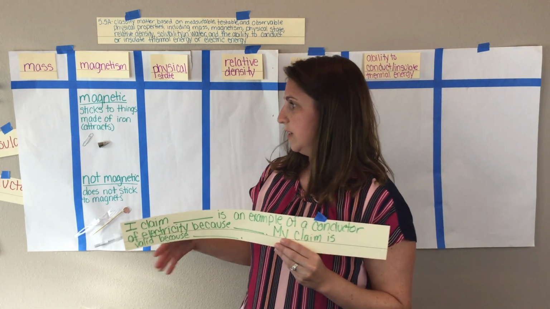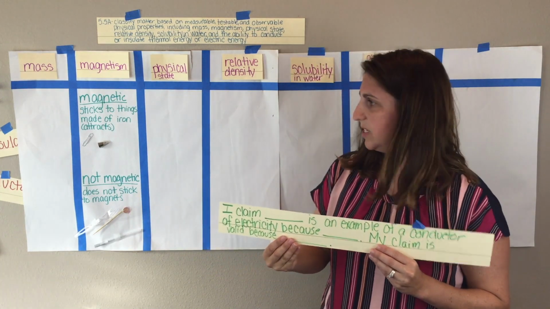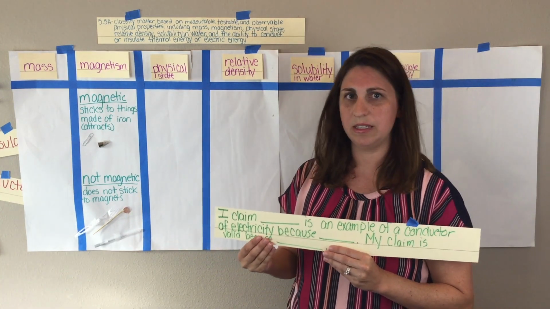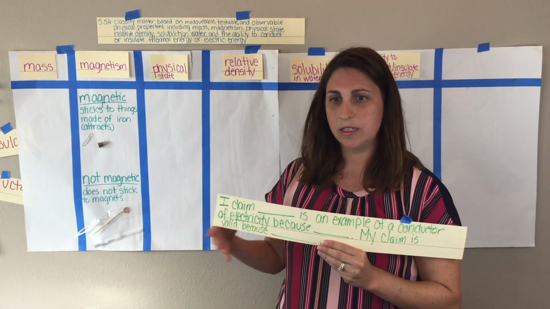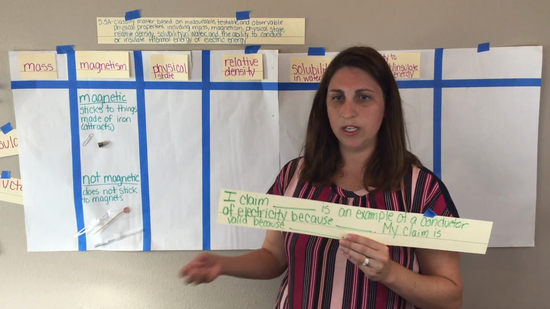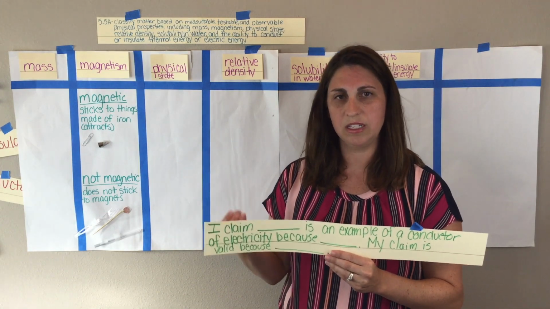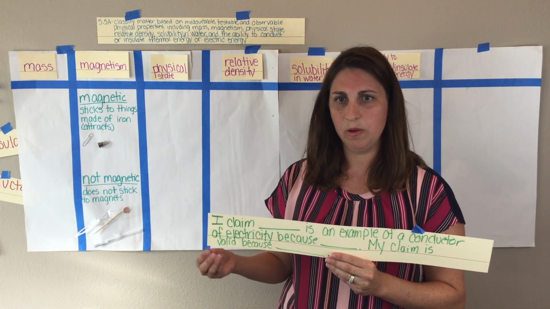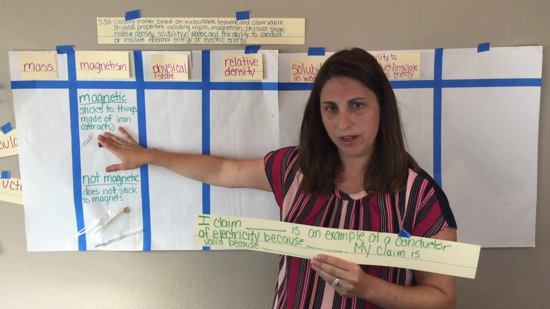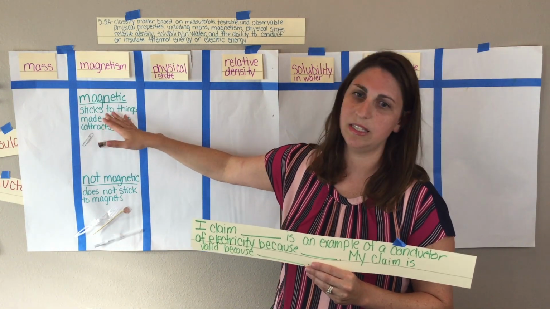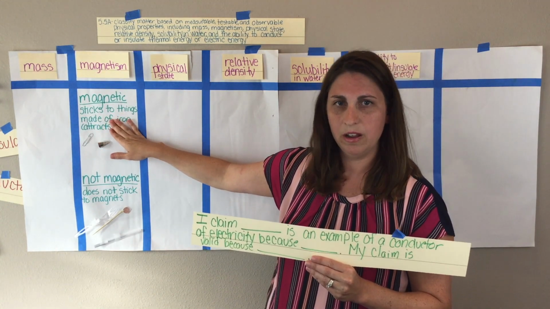Why do you think that? So you say, my claim is valid because I know things that are magnetic stick to things made of iron and they are attracted to each other. That is the purpose behind the content of what they learned. So now we know that this is magnetic, and they know why. They know it's magnetic because it stuck to something that was made from iron.